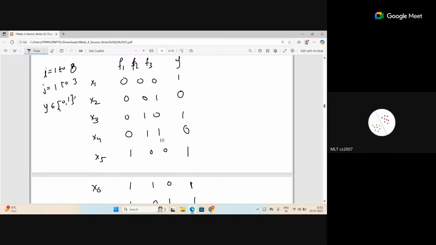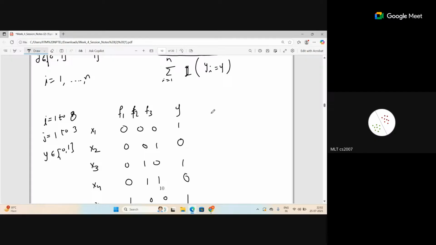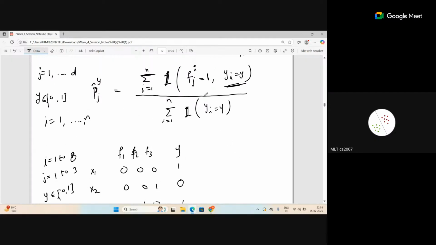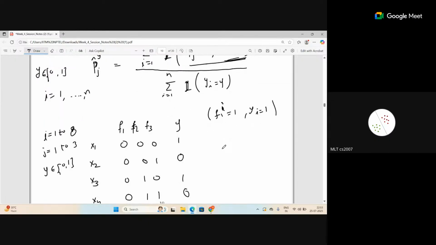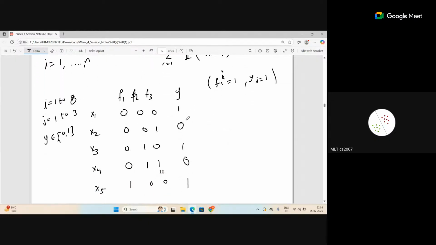Now what I'm saying is, this indicator function, I need to indicate this part. So when yi equals, let's say, 1, what is f1 of i? I'll indicate 1 when I go through all the examples. Can I indicate 1 here when yi equals 1 or f1 is equal to 1? No, it is not there. So the indicator variable for this is false, 0.